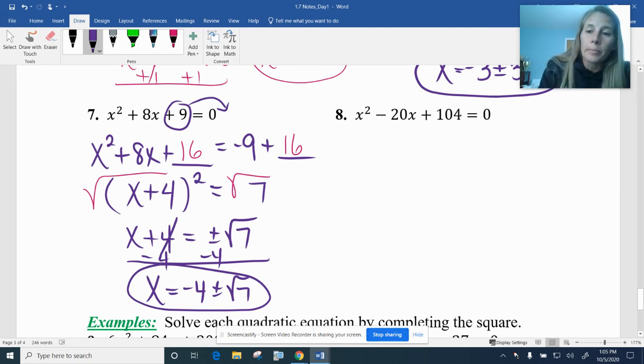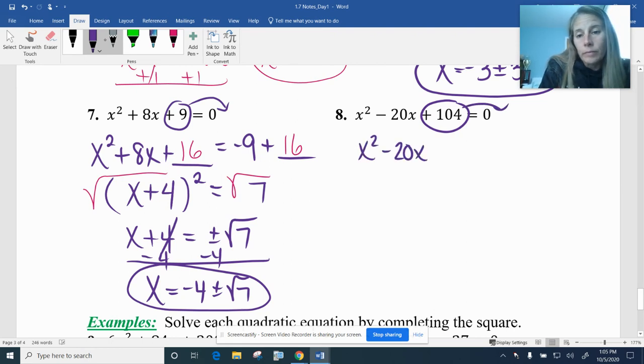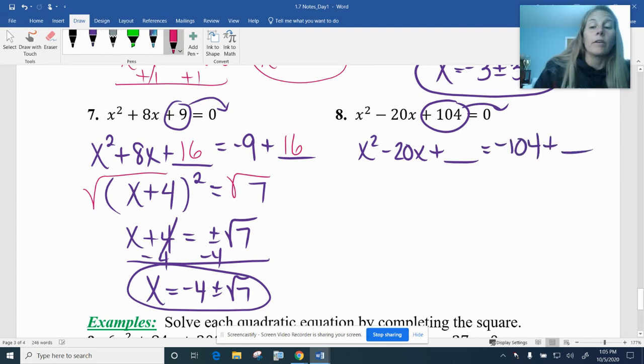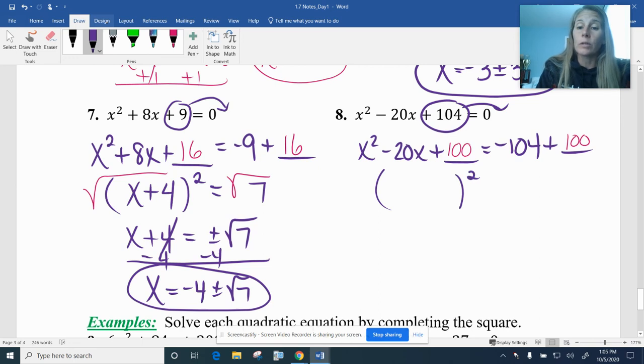Okay, number 8. Moving the 104 to the other side, which makes it negative 104. Figuring out our c value to make it a perfect square trinomial. Half of 20 is 10, 10 squared is 100. Adding that to each side. Now we can factor our perfect square trinomial into the square of a binomial by halving that middle number there.